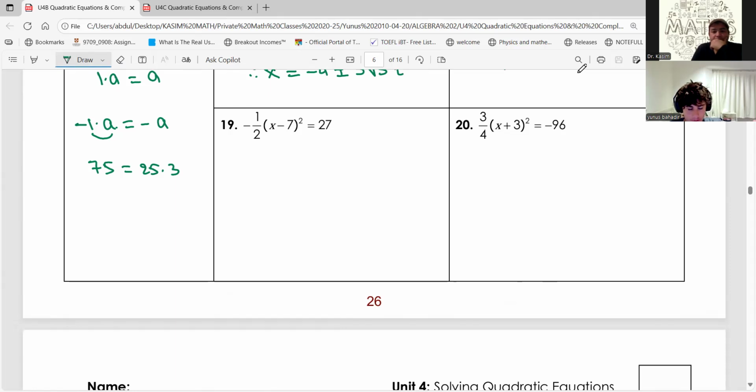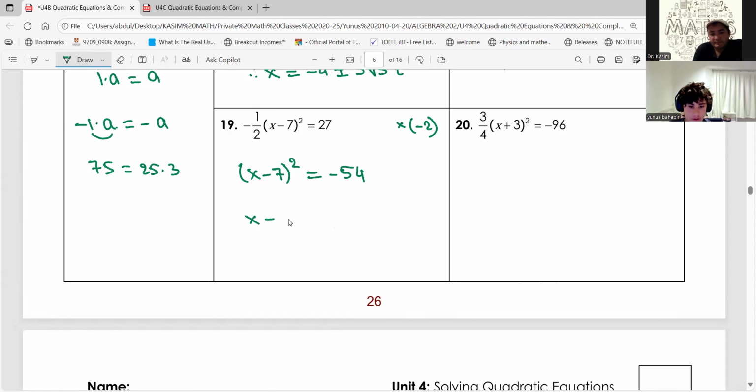Well, I'm gonna get rid of the negative 1 over 2. So what do we do in the first step here? I'll just move it to the other side. Multiply both sides by negative 2. Yeah, because the multiplicative reciprocal of negative 1/2 is negative 2. So let's multiply both sides by negative 2. So what should I write on the left hand side? (x minus 7) squared is equal to negative 54. Next.